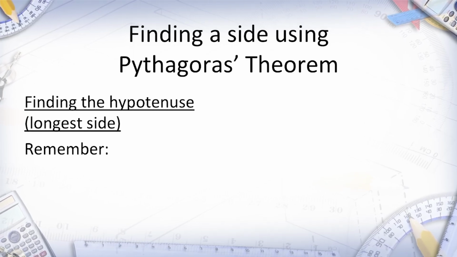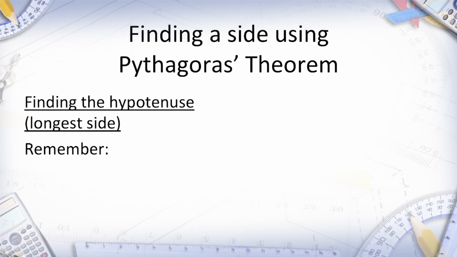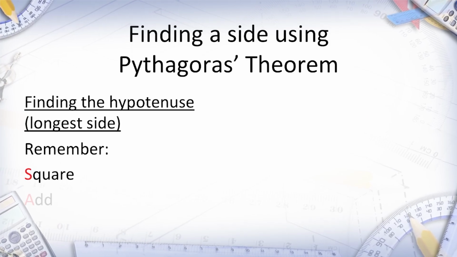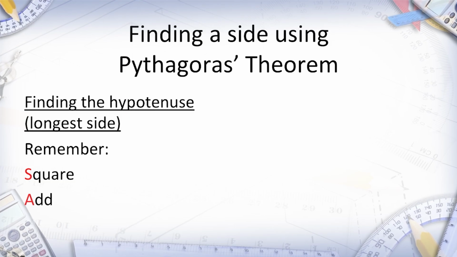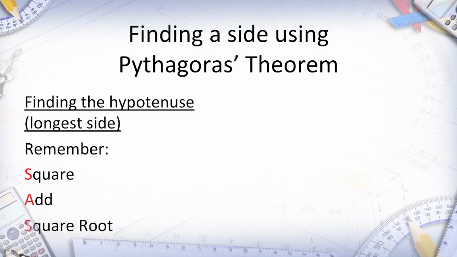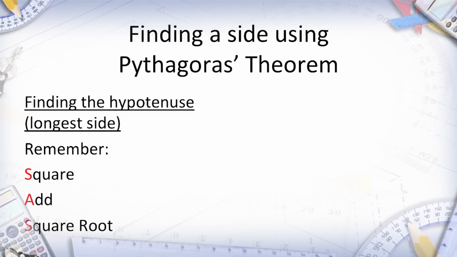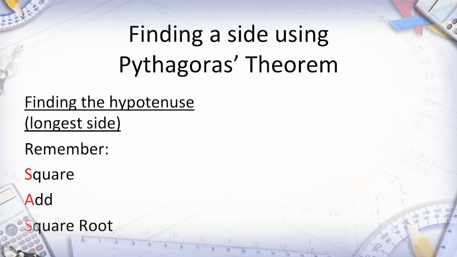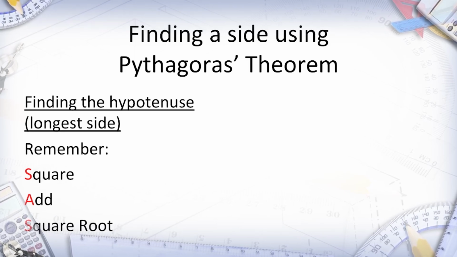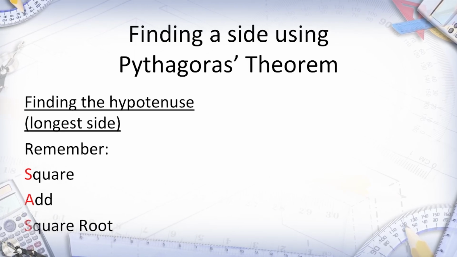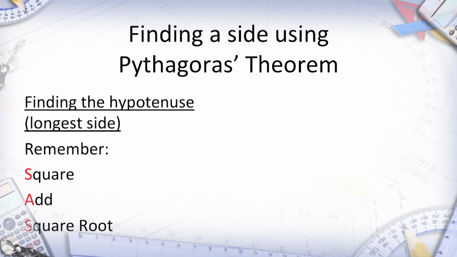And when it comes to working out these questions, I want you to remember the following. S for square, A for add, and then another S for square root. It involves squaring the two sides you have, adding them together, and square rooting to get your answer. We remember it using SAS.